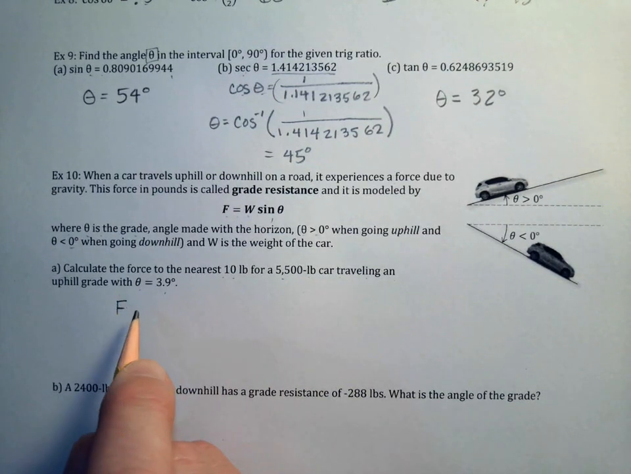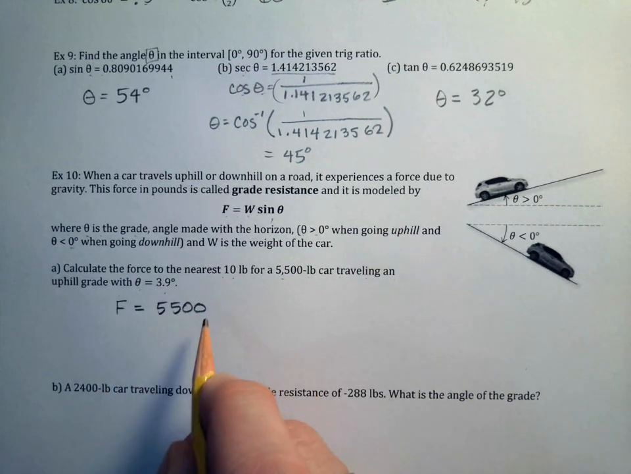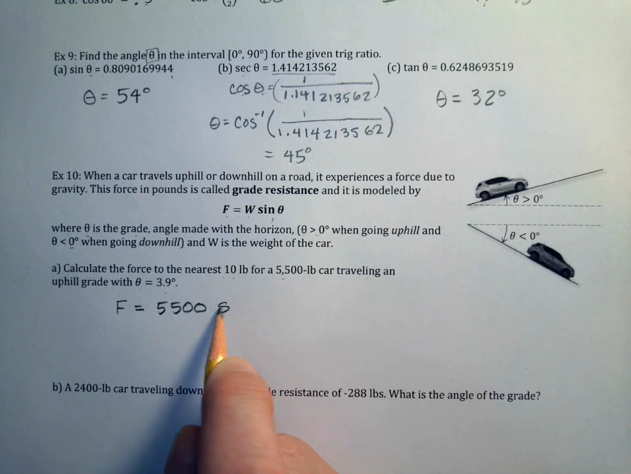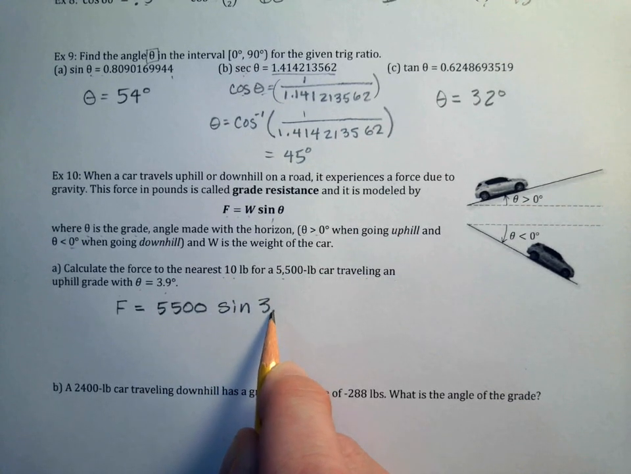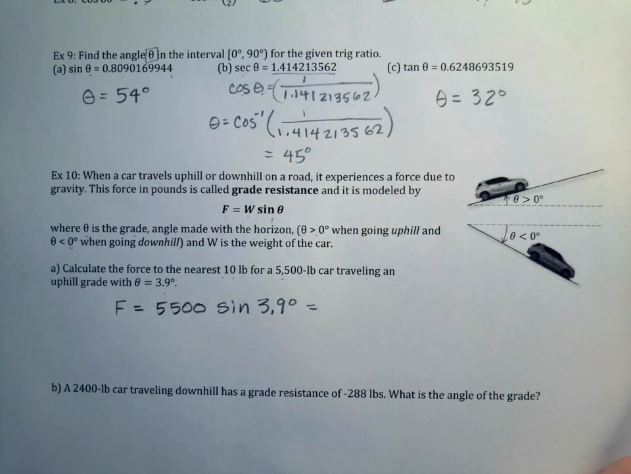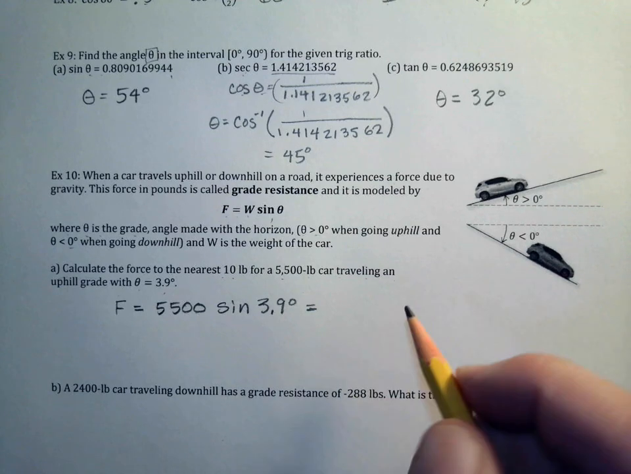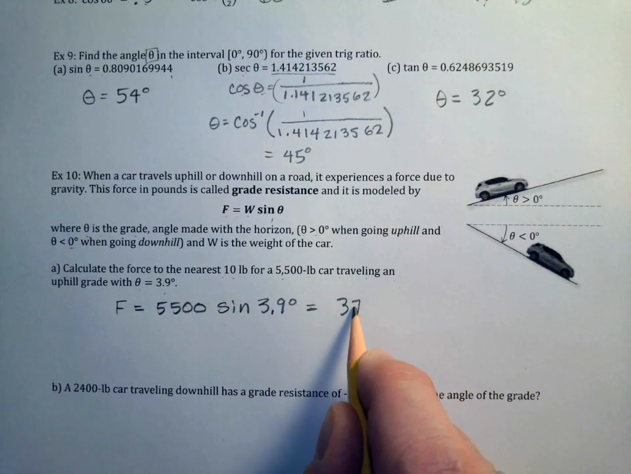All right, F is equal to the weight, 5,500 pounds, times sine of theta, which is 3.9 degrees. And so that's just pure calculator work. You're just plugging that into your calculator. To the nearest 10 pounds, that's 370 pounds.